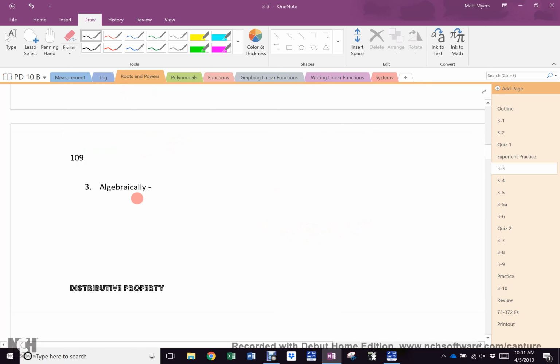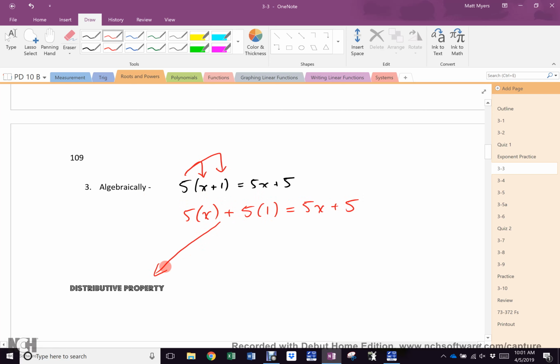And that is the third thing I'm supposed to teach you. And this, of course, you also already know. 5 times x plus 1 equals 5x plus 5. We just proved that. What did we do? We did 5 times x, and then we did plus 5 times 1 to get 5 times x, 5x, plus 5 times 1, 5. And this is the distributive property. Many teachers give it fun, cute little names. I do not, because it is the distributive property.